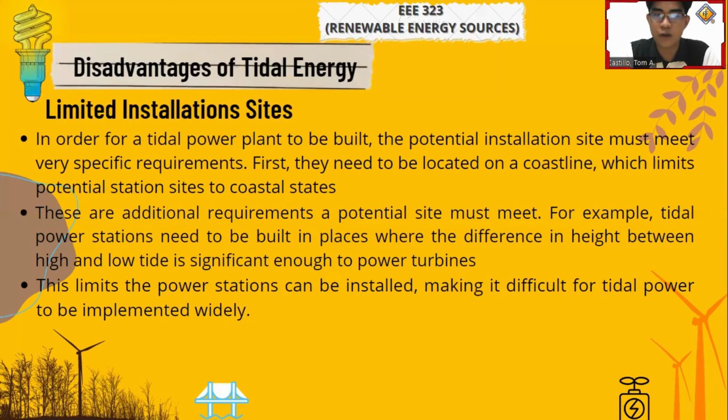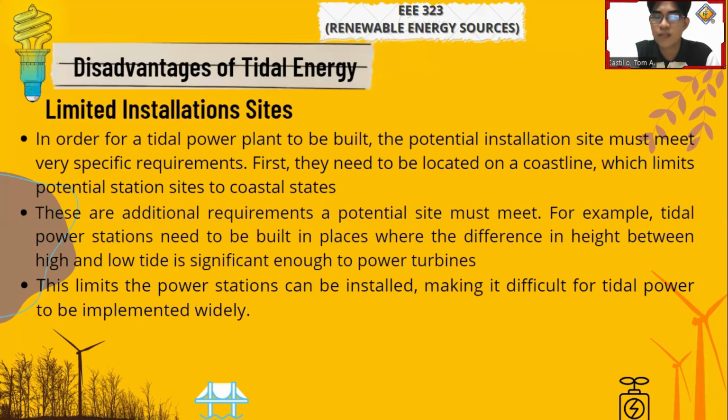These are additional requirements a potential site must meet. For example, tidal power stations need to be built in places where the difference in height between high and low tide is significant enough to power turbines. This limits where power stations can be installed, making it difficult for tidal power to be implemented widely.